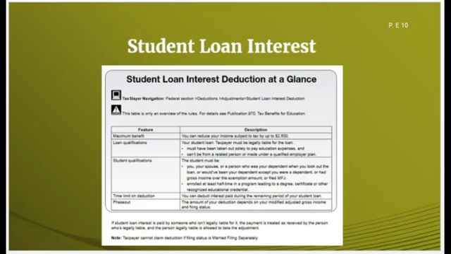Next, we have student loan interest. Student loan interest you're going to find on page E10. You're going to find this table, and student loan interest has a few features that you need to be aware of: the maximum benefit, the loan qualifications, the student qualifications, and it's all here on this table in your 4012.